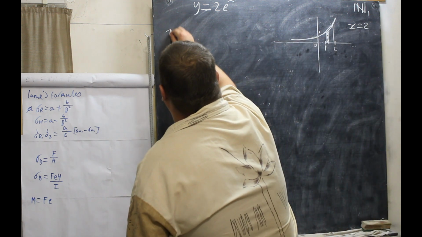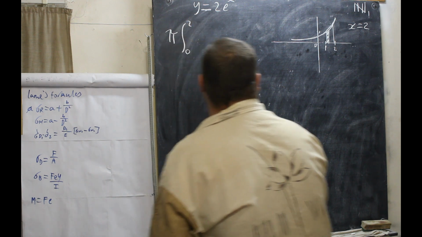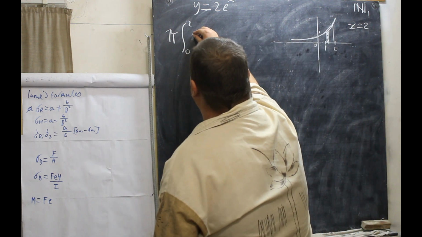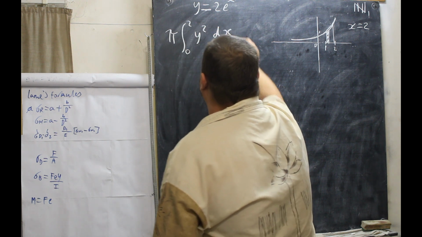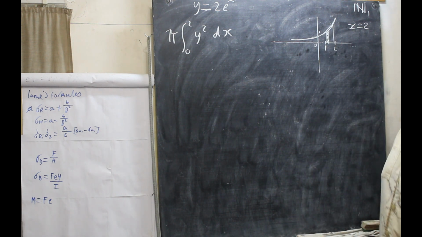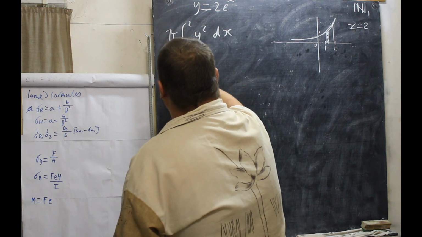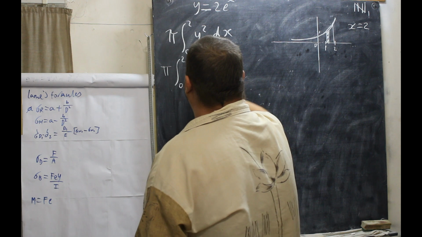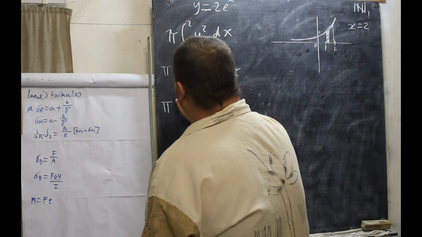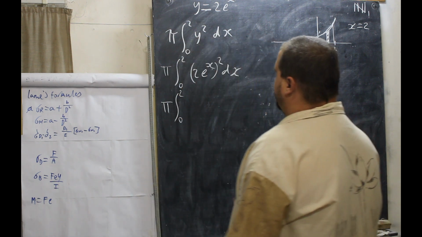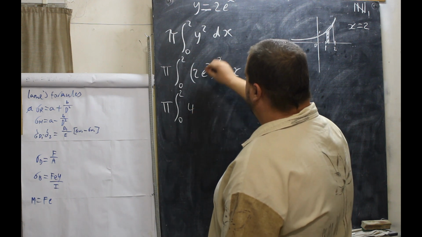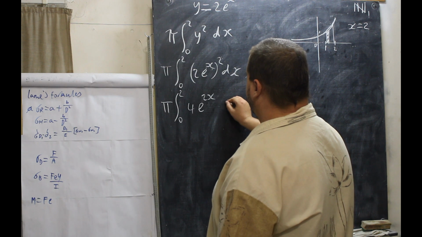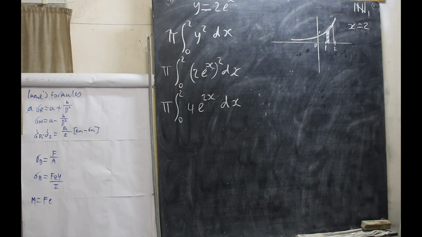So volume is pi times the integral, with limits 2 and 0, of y squared dx. So, pi, the integral from 0 to 2 of (2e to the x) squared dx. So, 2 squared is 4, and e to the x squared is e to the 2x, and it's still dx. Now we can integrate.